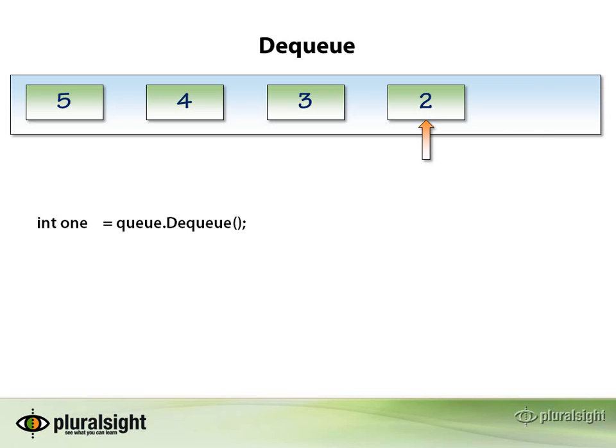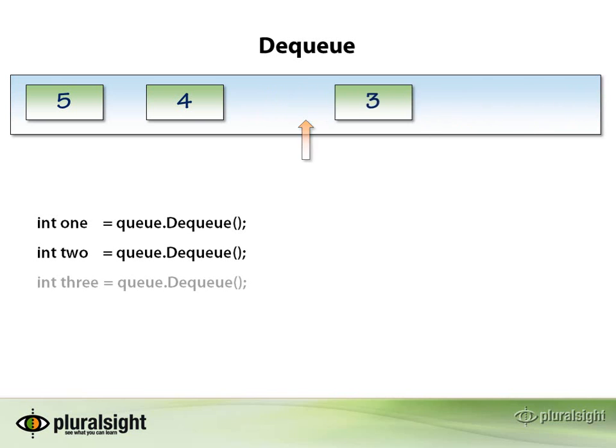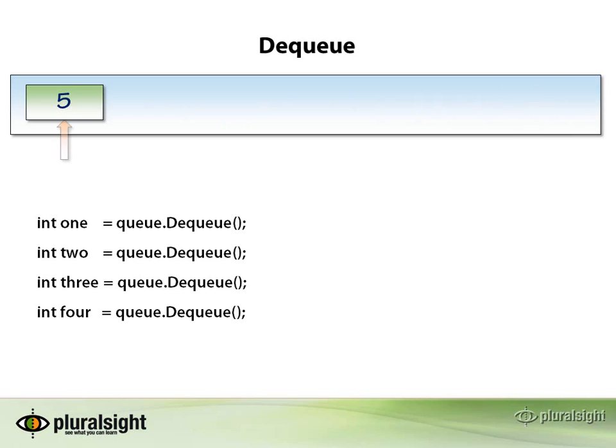Okay, so we've removed 1 from the queue and the new head is 2. So we can dequeue the 2, which sets the head to 3. We can remove the 3 to get to 4, remove the 4 to get to 5. Now if we dequeue one more time, the queue is empty. And at this point, no more items can be removed from the queue. But we could call enqueue to add more items back and start the process over again.